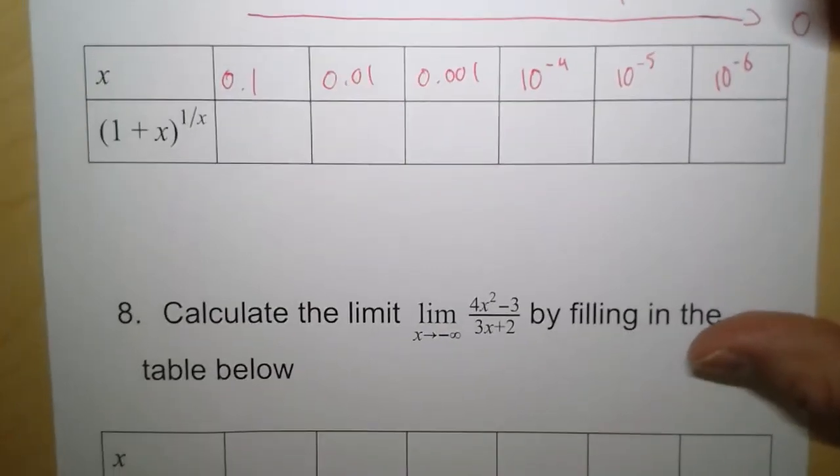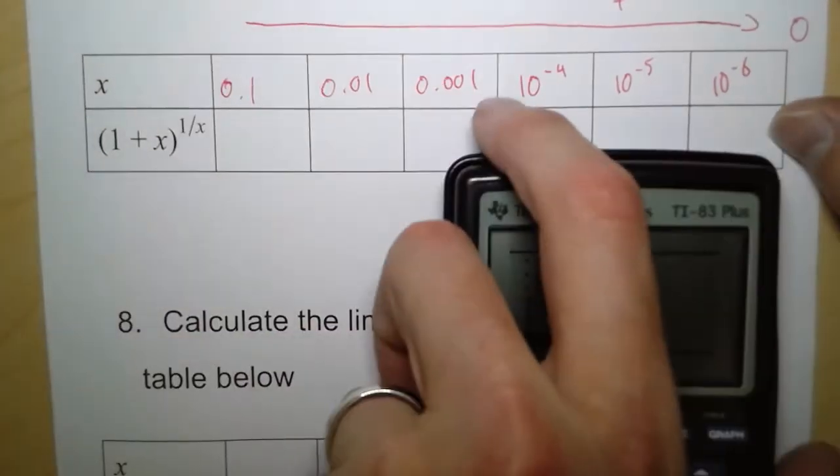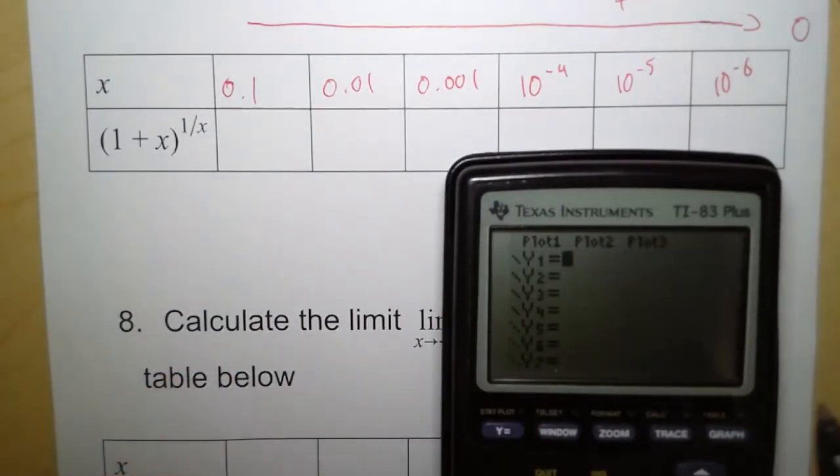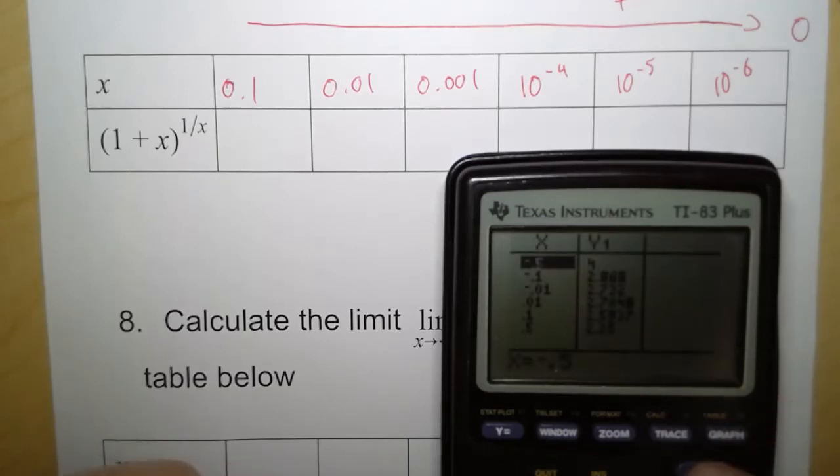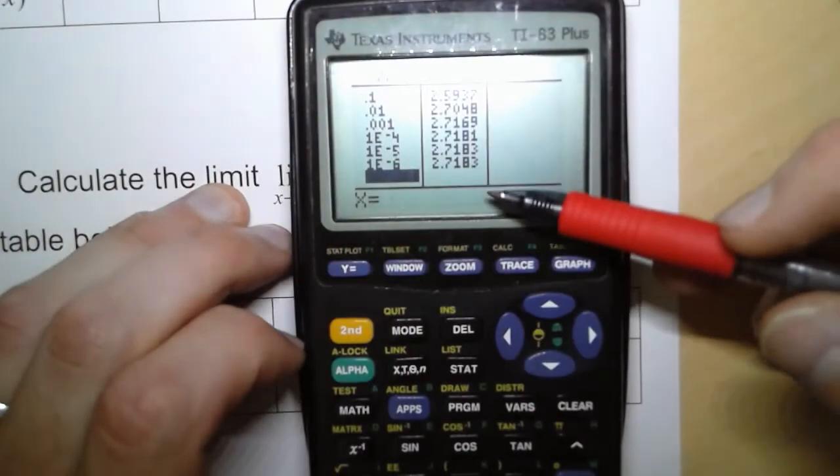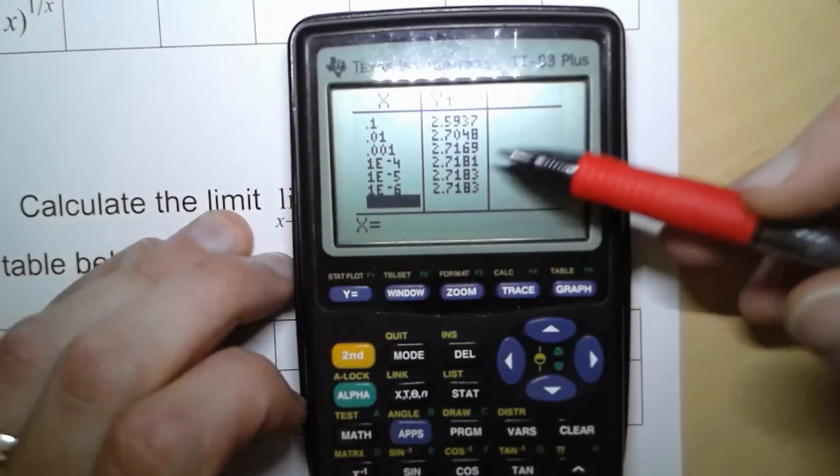All right. So now on our calculator, we can enter this expression: 1 plus x, close off the expression, raise it to, parentheses for the exponent, 1 over x. Go to our table. We'll delete out what's there. 0.1, 0.01, 0.001, and then 10 to the negative fourth, 10 to the negative fifth, 10 to the negative sixth. And looking here, we can see that at the last two, those decimals don't change.